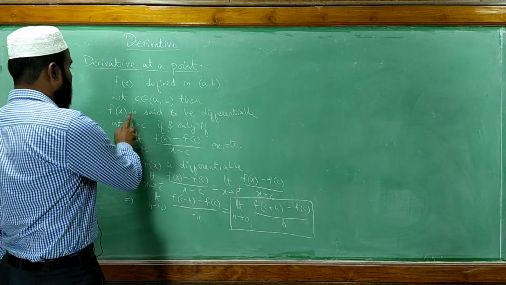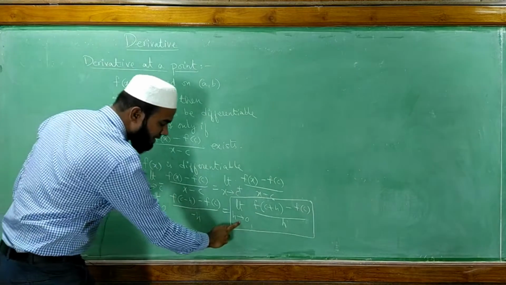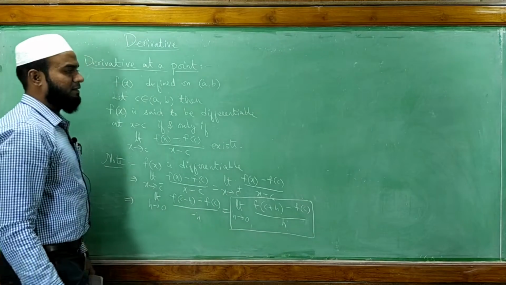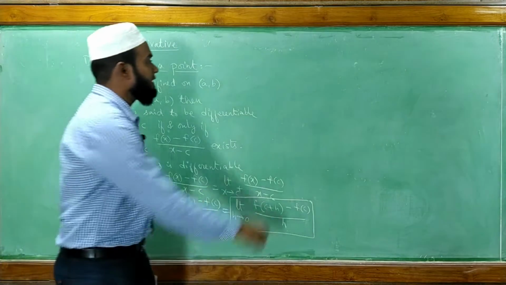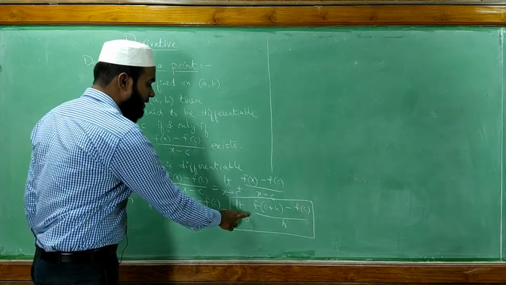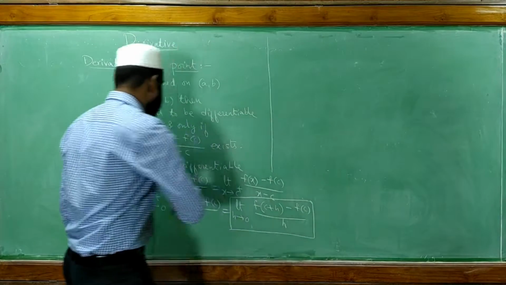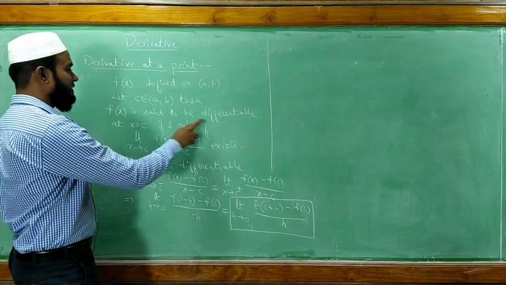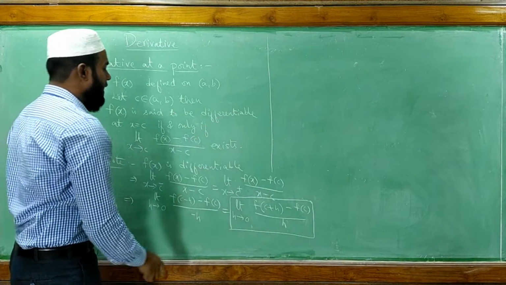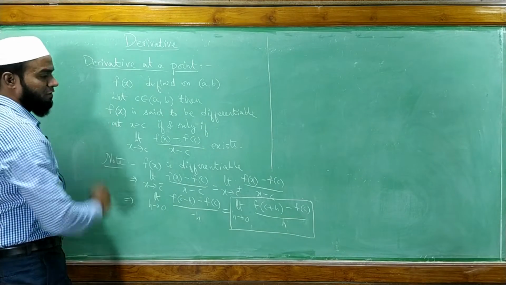Or if the function f of x is differentiable at the point x equals c, then this limit will always exist, right? So we'll see a few problems in which we will be using this definition. Before that, if this is happening, the function f of x is said to be differentiable, and this limit is called the derivative of f of x.